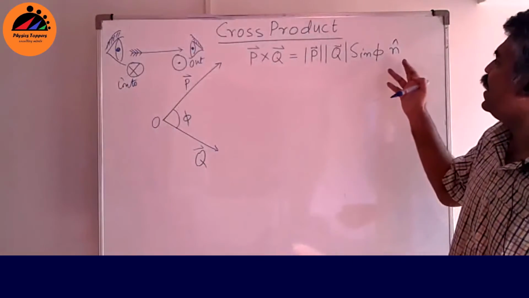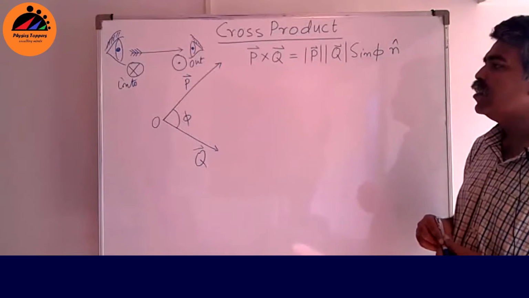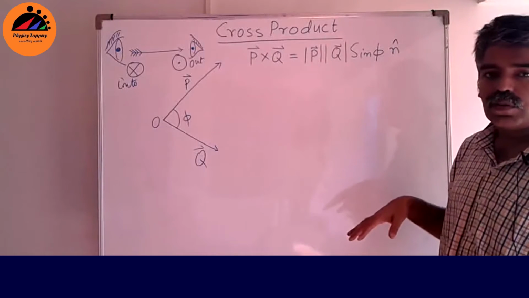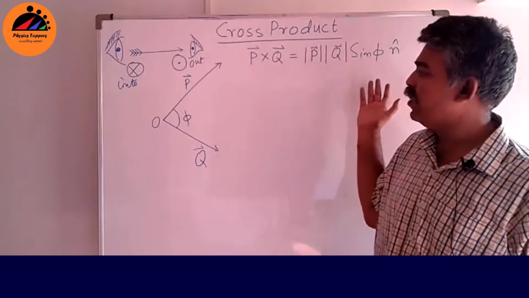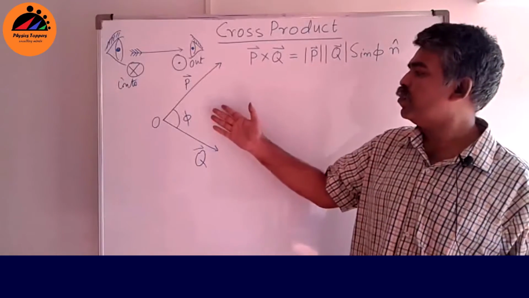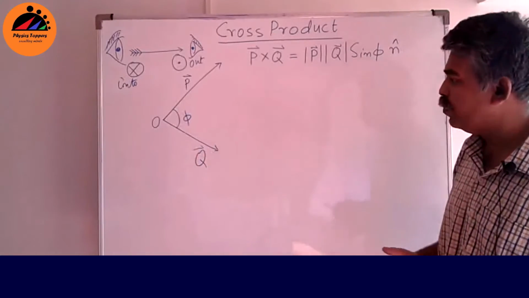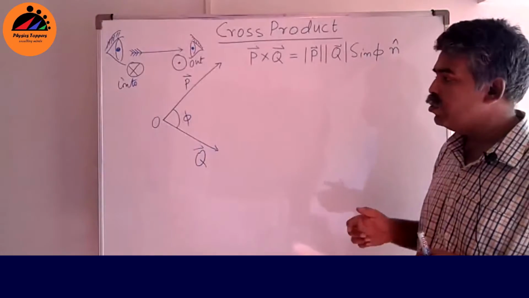Now this n cap is the unit vector which is either into the board or out of the board. That is the only two possibilities if the resultant vector is perpendicular to both P and Q. Fine. Now, which shall I take, into or out?